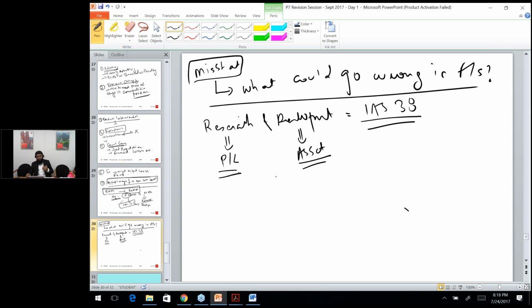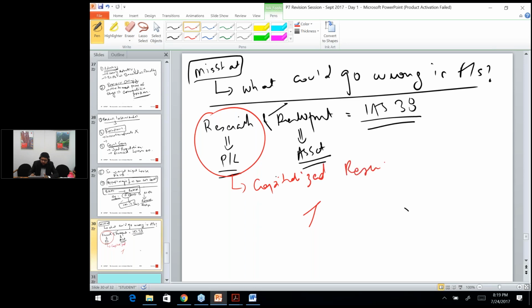Now, whenever the question's requirement is identify the risk of material misstatement, what is the risk of material misstatement? You need to think what could go wrong with the financial statements. Now, what could go wrong with the financial statements in this case? What could go wrong is that the entity might have capitalized the research cost. That is something that could go wrong with the financial statements.